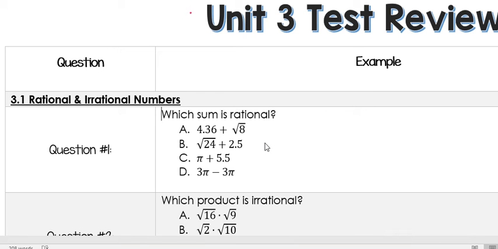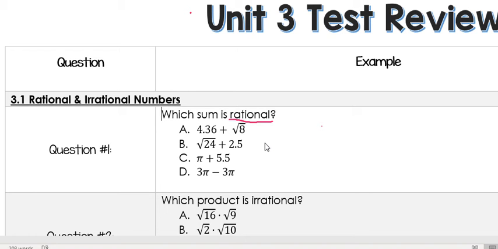Right, in question number 1, it asks us which sum is rational. So if you remember, a rational number is any number that can be written as a ratio or as a fraction of two integers. So if we look at this first example, we have 4.36.